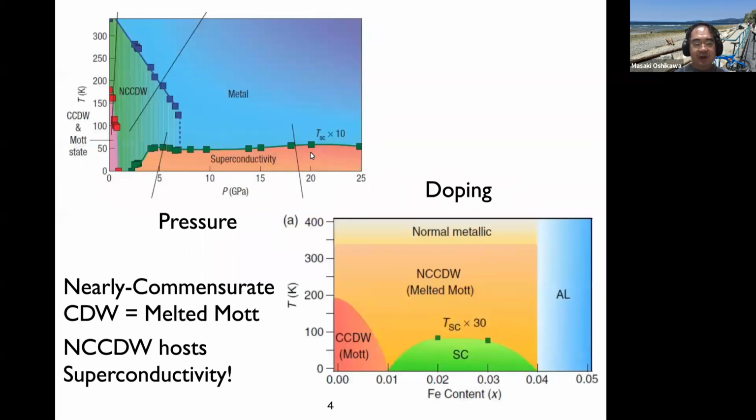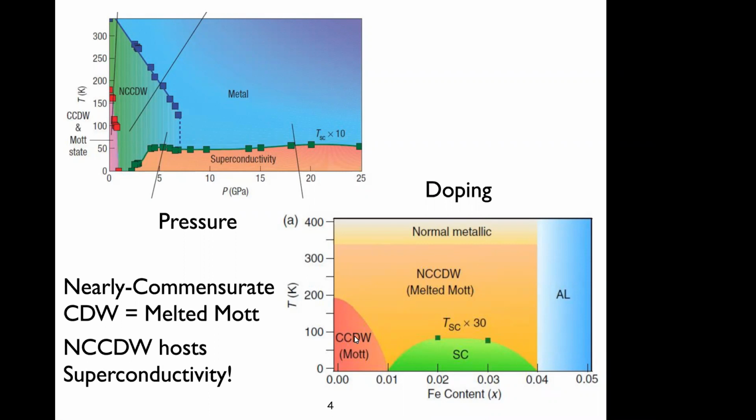And so these are phase diagrams of this tantalum disulfide. At ambient pressure, at low temperature, you have a charge density wave Mott insulator. But by applying pressure, you melt this CDW order and you enter a new phase, which they call the nearly commensurate CDW phase. And by going to even higher pressure, the system basically becomes a metal. And a similar phase diagram is obtained also by doping.